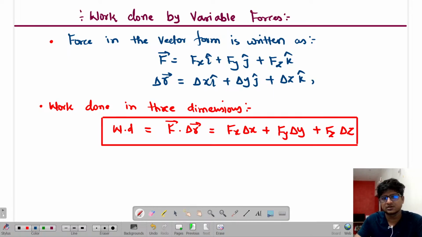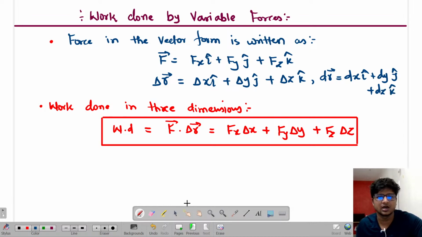But similarly, let's suppose I take the r vector in variable form, so delta r is changed to dr, a small differential, okay? Means if the force is varying, then it is written as dx i cap plus dy j cap plus dz k cap. Are you able to get me or not?